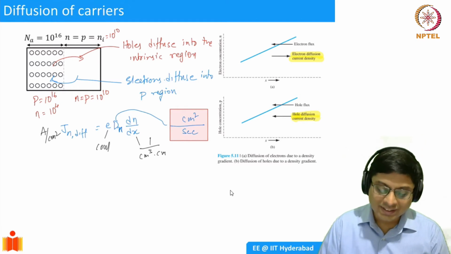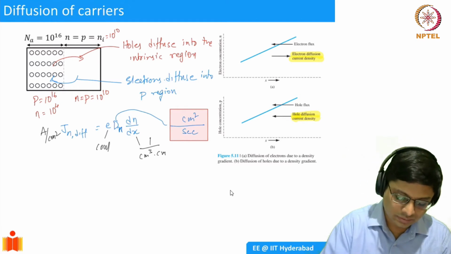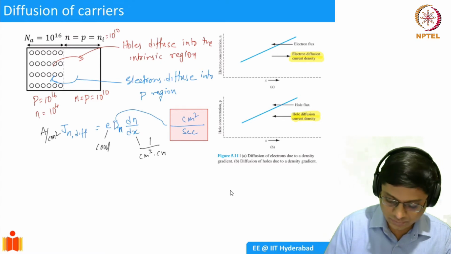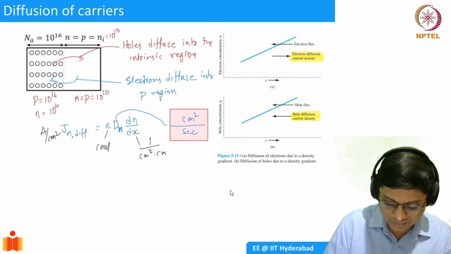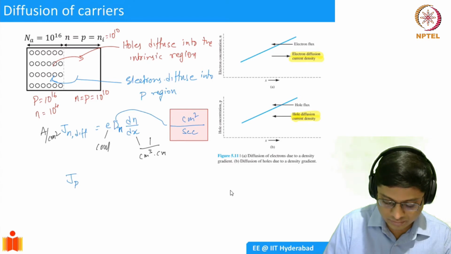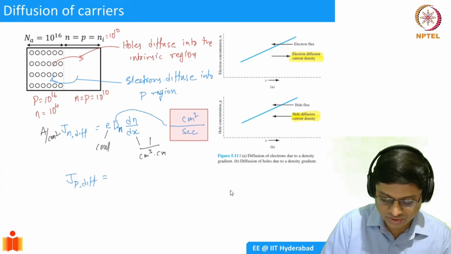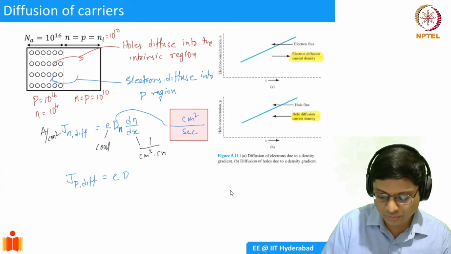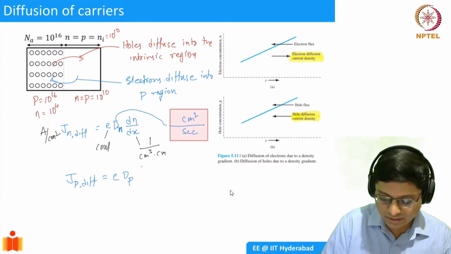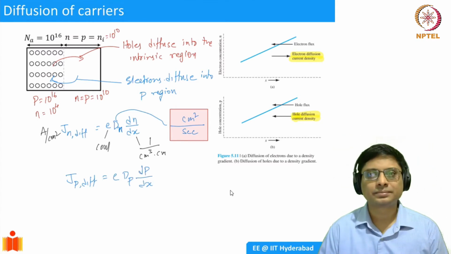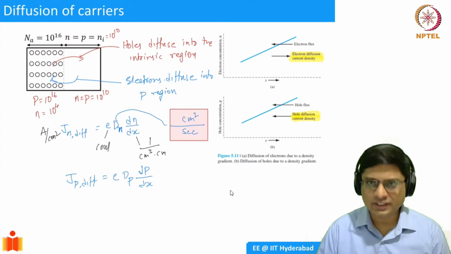And similarly, I could talk of a diffusion current for holes. So I'll say Jp diffusion is going to be the charge times the diffusion coefficient for holes times dp by dx. And the same units for Dp.